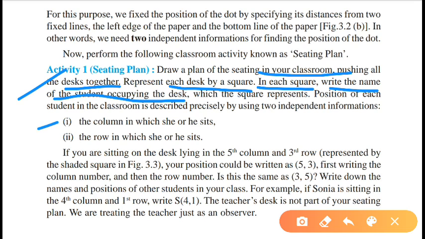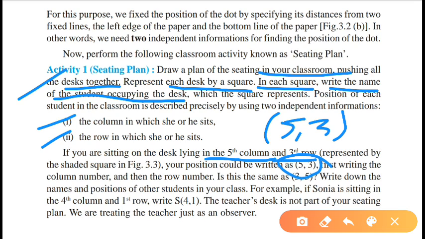Okay, the columns and the rows. So we are taking two things, the column and the row. So how are we fixing the position? If you are sitting on the desk lying in the fifth column and third row, fifth column and third row, then your position is written as 5 comma 3. This is very important. Let us check how it is done.